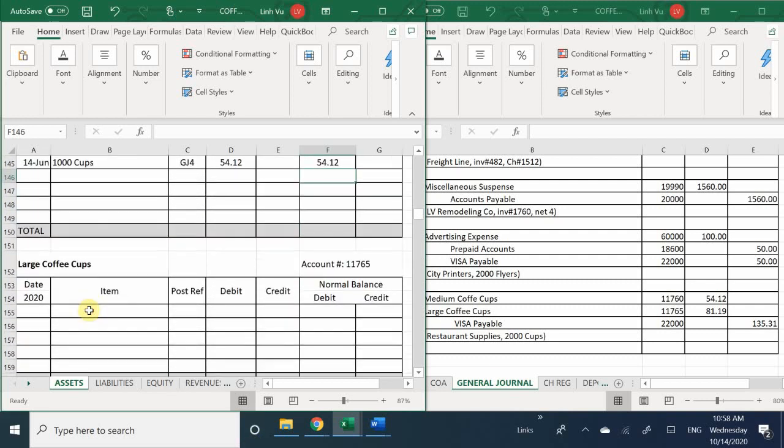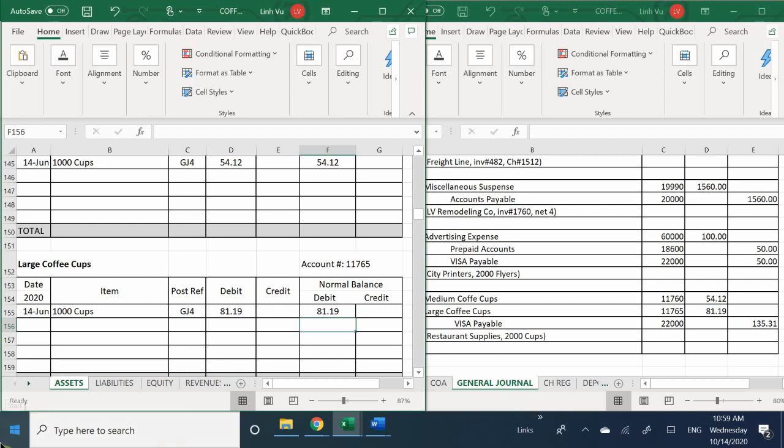Then right under it should be my large cups. Same thing, same date. I'm going to indicate that I bought 1,000 cups. And my post reference is general journal number 4. And same thing, except I paid $81.19. And that's going to be my beginning normal balance in my large cups account.